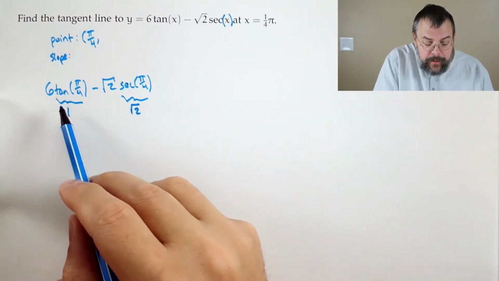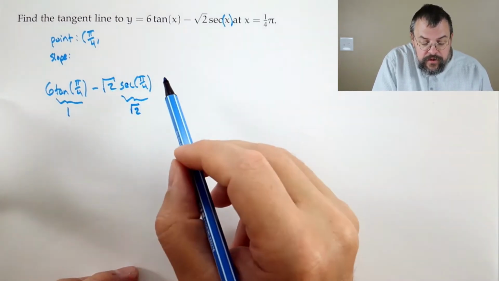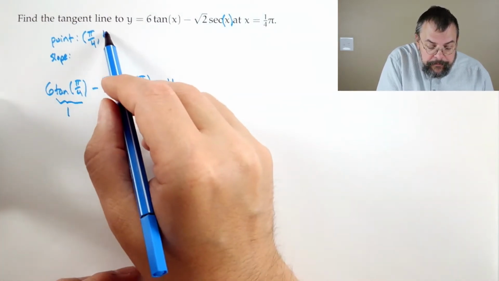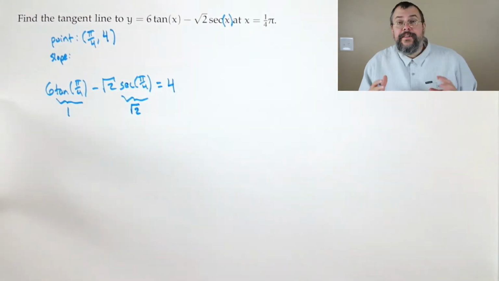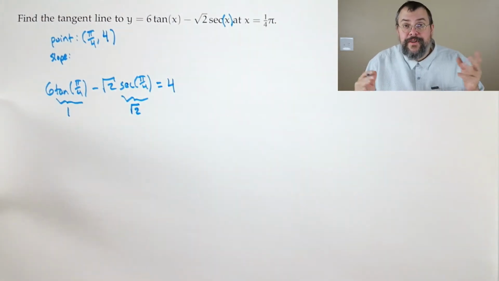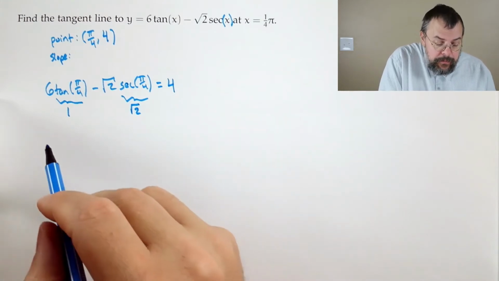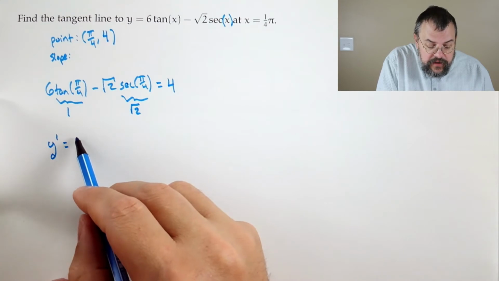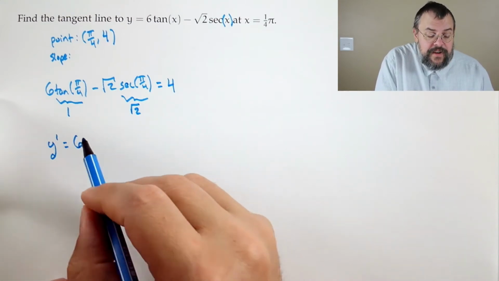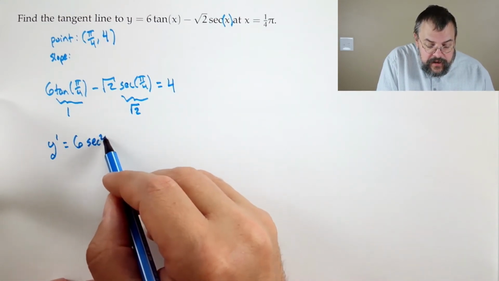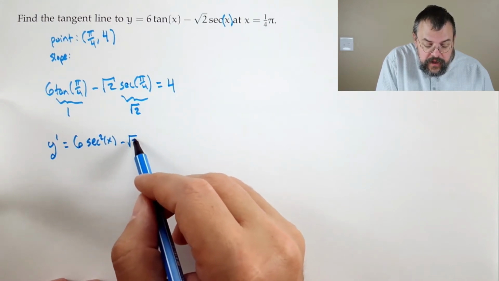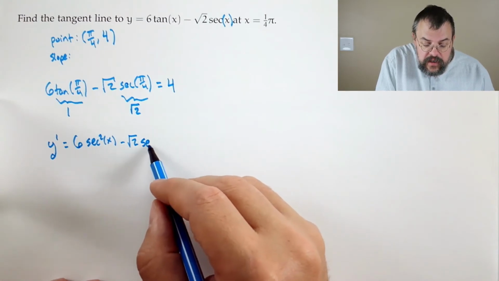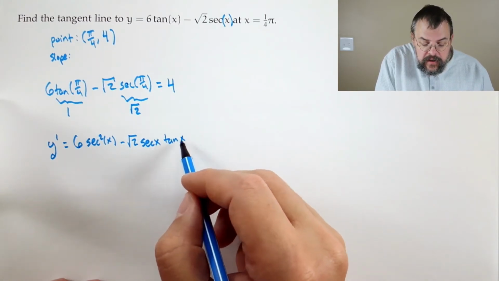So what do we have? We have 6 times 1 minus root 2 times root 2. That becomes 6 minus 2, which is 4. Good. Now, next up, our slope. Slope means derivative. So we start by taking our derivative. The derivative of 6 tangent is 6 secant squared. Root 2 is a constant, and the derivative of secant is secant tangent.